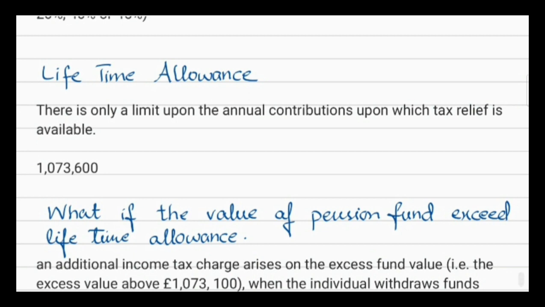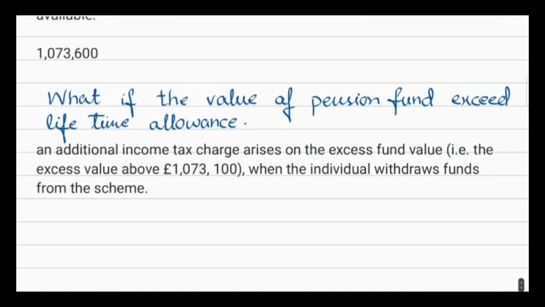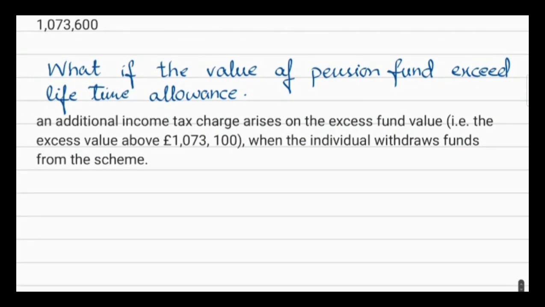Lifetime allowance. There is a limit upon the total pension fund for which tax relief is available, and that is 10,73,600. Now, what if the value of the pension fund exceeds the lifetime allowance? An additional income tax charge arises on the excess fund value when the individual withdraws funds from the scheme.